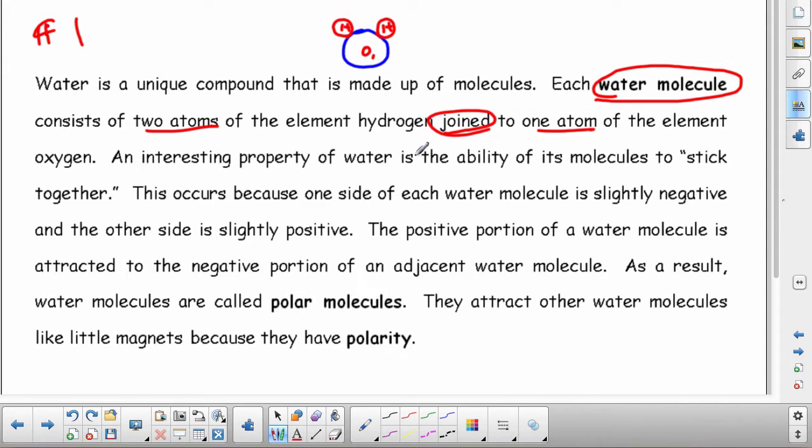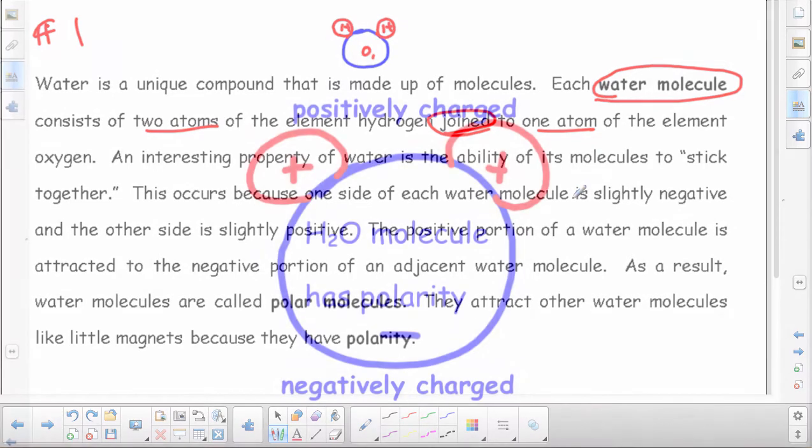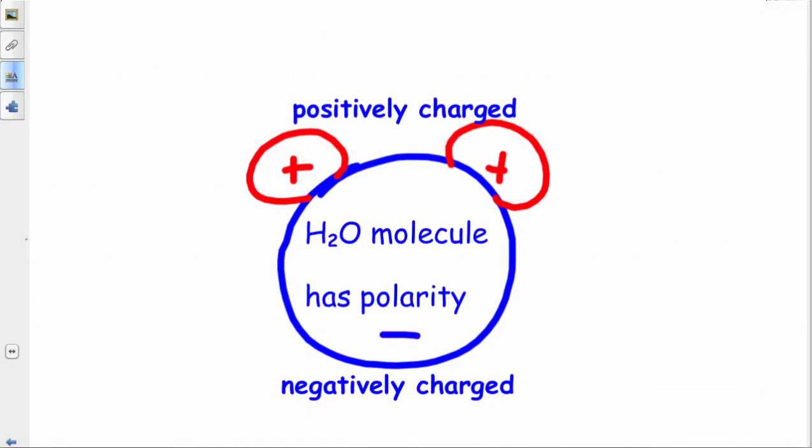And an interesting property of water is the ability of its molecules to stick together. This occurs because one side of each water molecule is slightly negative and the other side is slightly positive. So I'll show you this. As you look at this little sketch, you see that the side where the hydrogen atoms are positive, and the side of the water molecule where the oxygen is slightly negative, and so we have a polar molecule.